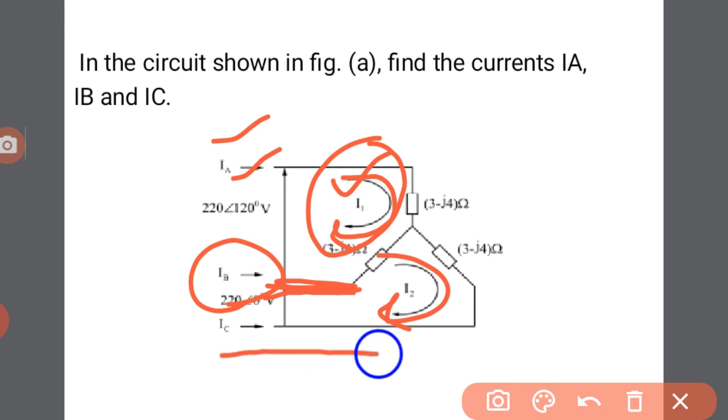Next, IC: the IC flowing direction is in this direction, but I2 is opposite to this IC. So that's why IC is equal to minus I2.